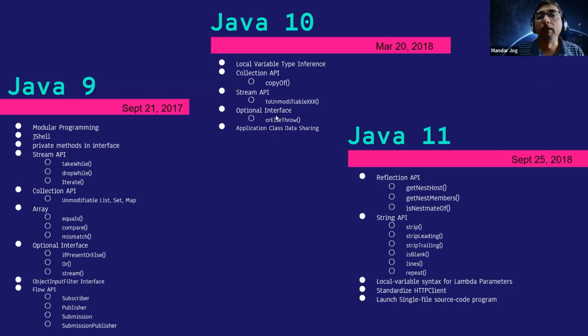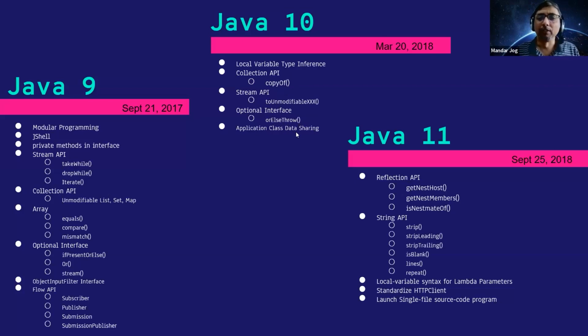If I talk about Java 10, local variable type inference, so as someone already mentioned, it is a dynamically typed language conversion. In the collection API, now you can create a copy of your collection automatically by just invoking one of the methods, which is called copyOf. And in the stream API, there is now a method called toUnmodifiableXXX, as in you can create an unmodifiable list, unmodifiable set, unmodifiable map, and all that. And in the Optional class, another method has been introduced, which is orElseThrow.